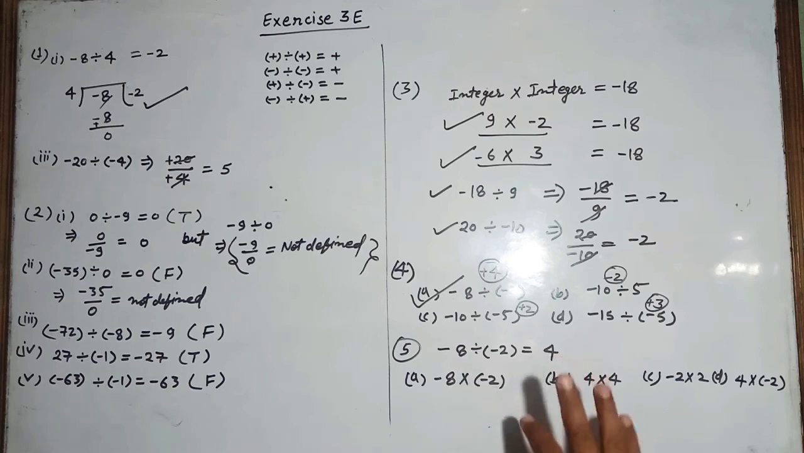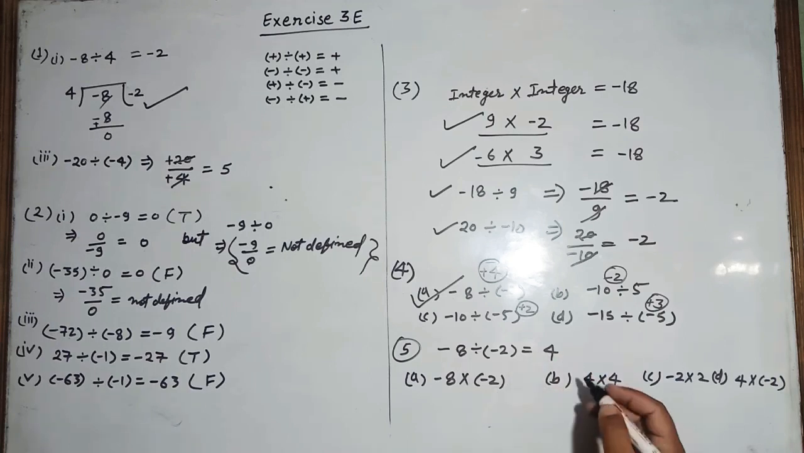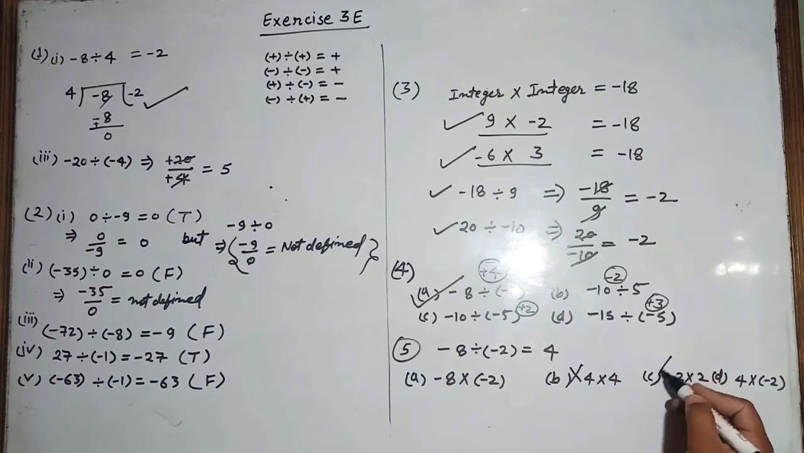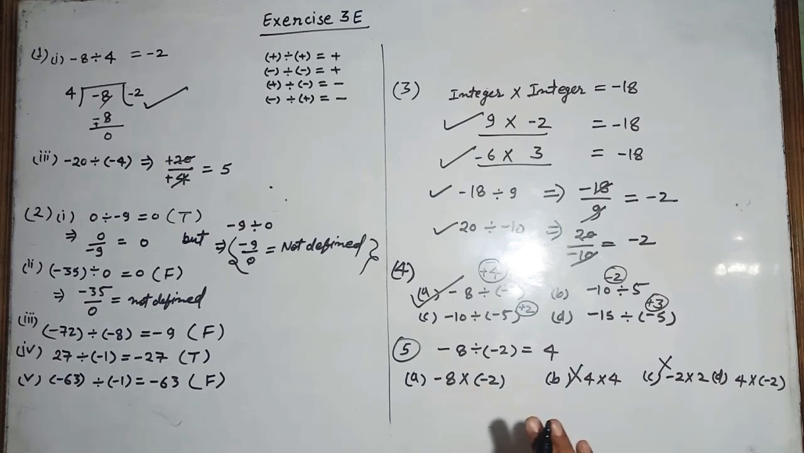See, 4 should be our answer. 4 times 4 is 16, it will not be. 2 times 2 is 4, minus 4 will again not be our answer. So which one can be? 8 times 2 is 16, again not.